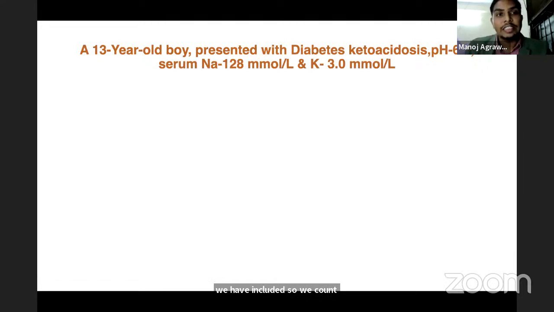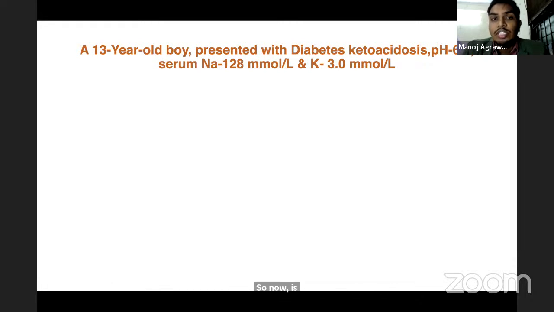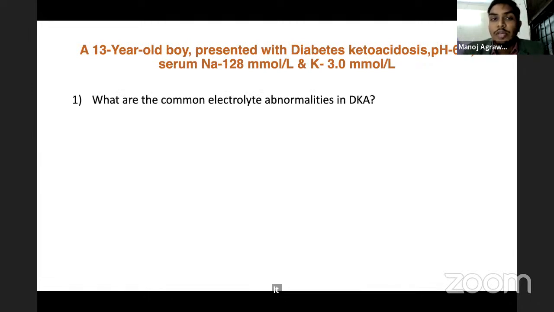So my first case is a 13-year-old boy who presented with diabetic ketoacidosis. The patient has a pH of 6.9, which is a severe acidosis. Serum sodium is 128 millimole per liter, and potassium is 3 millimole per liter. So now, this child has severe diabetic ketoacidosis. My first question is, what is the usual common electrolyte abnormality that we generally see in DKA? You can write your answer into the chat box.